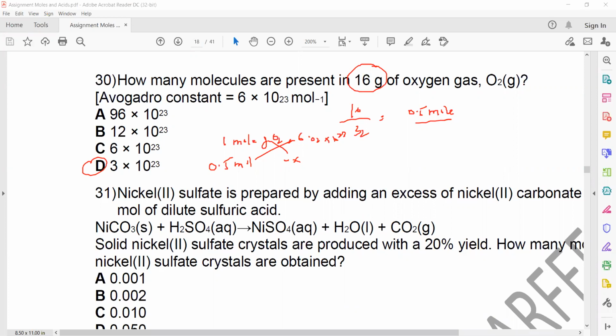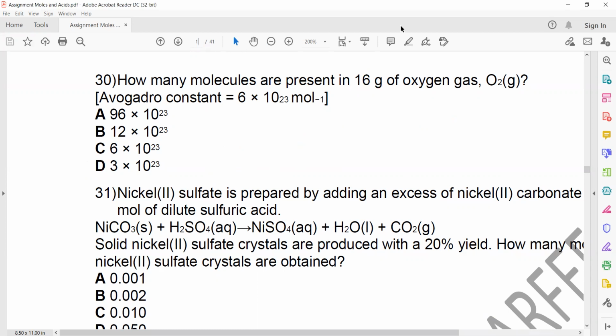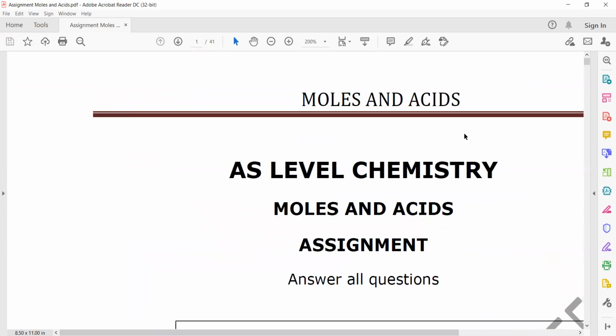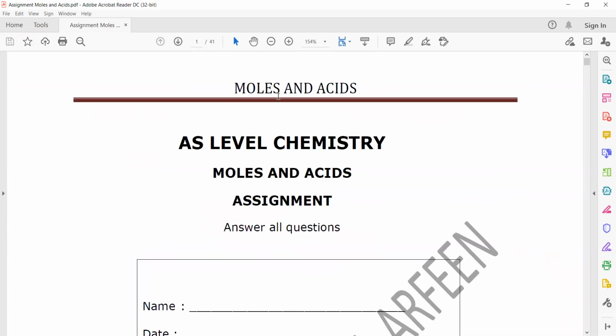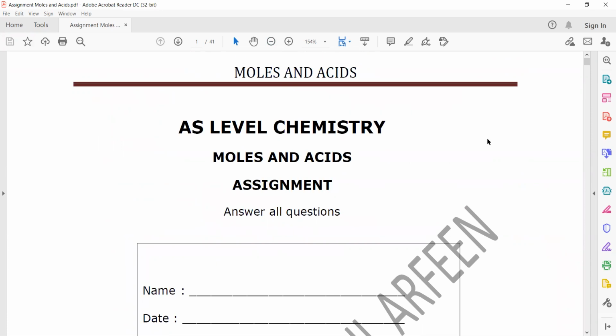Is it clear? Discussion. The question asks for the number of molecules. If it was the number of atoms, then it would be twice. So this is the assignment related to the topic moles and acid.